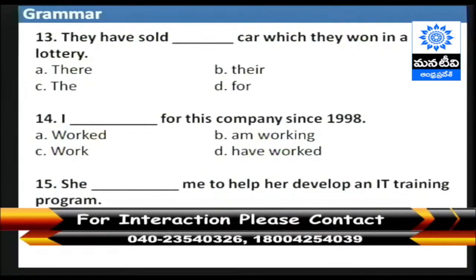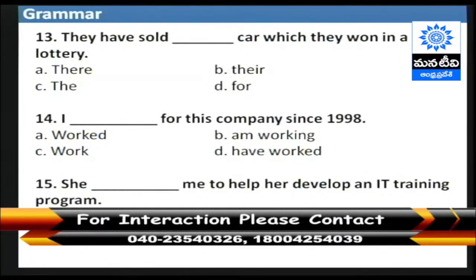I just spoke about the difference between a preposition and a possessive noun or pronoun. But here it's a trick question. The correct answer is C. In this case, they have won the car in the lottery. So definitively speaking, C is the correct answer. They have sold the car which they won in a lottery.